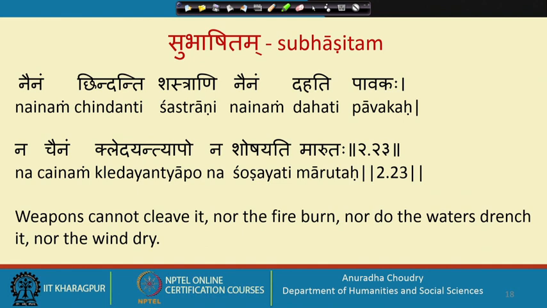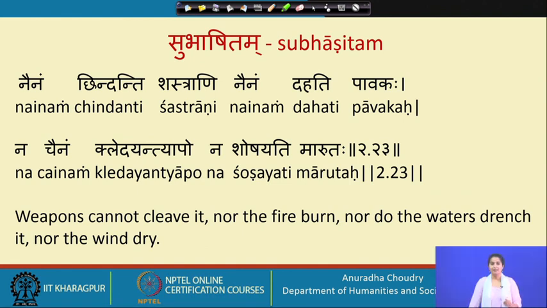Now let's do it together now. Nainam chindanti shastrani, Nainam dahati pavakaha, Na chainam kledayantyapo, Na shoshayati marutaha.